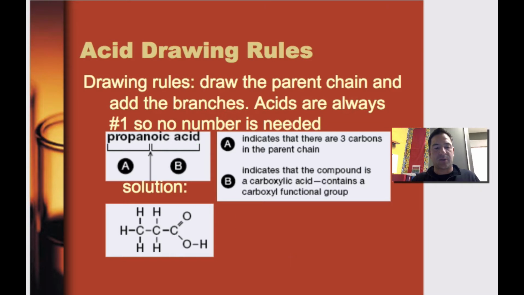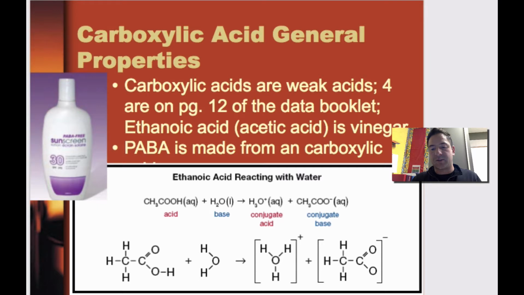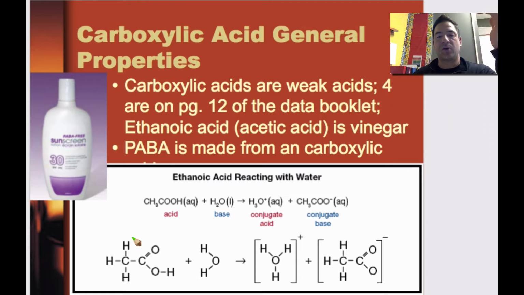So the next thing we need to talk about are properties of carboxylic acids. So carboxylic acids are weak acids. Okay, and you'll actually see different ones like ethanoic acid, well, acetic acid, that's actually vinegar. And so you'll see that these are weak acids if you were to look in the relative strength of acids chart in your data booklet.